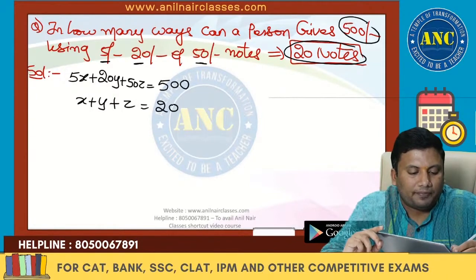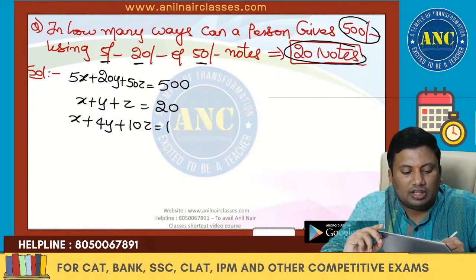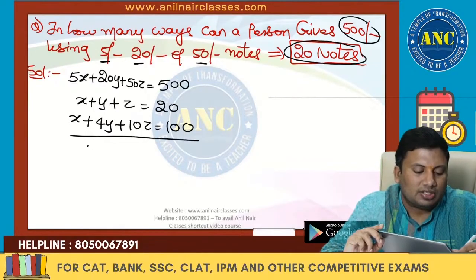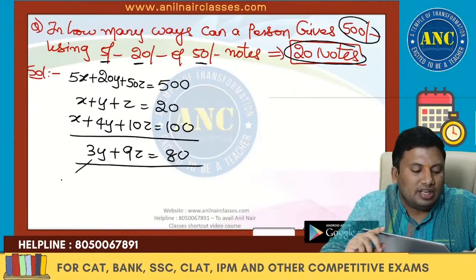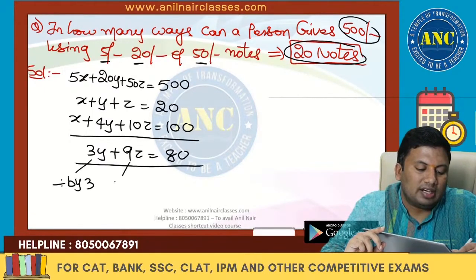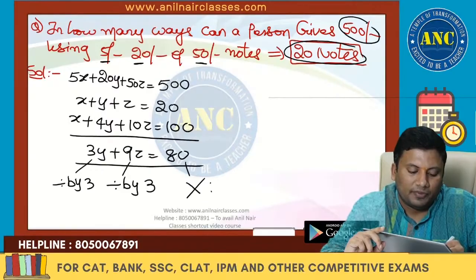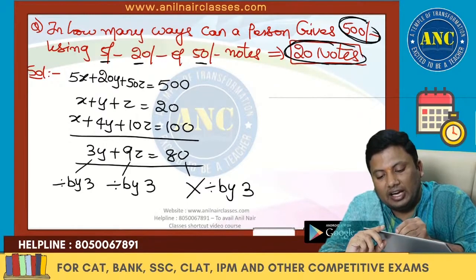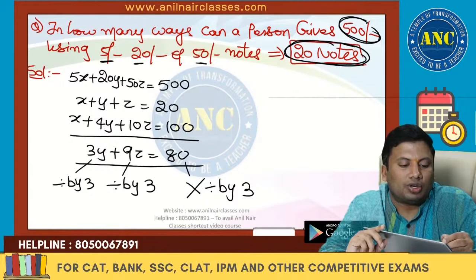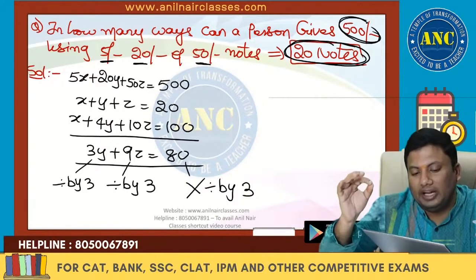Divided by 5, x plus 4y plus 10z is nothing but 100. Subtract it: 3y plus 9z is 80. 3y is divisible by 3, 9z is divisible by 3, but 80 is not divisible by 3. So he can never give 500 rupees using exactly 20 notes, where each note could be 5, 20 or 50 rupees. I hope it is clear.